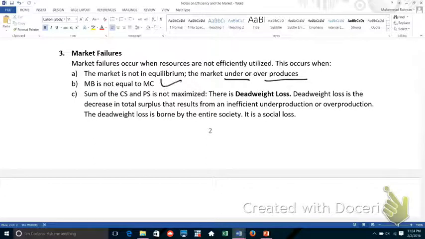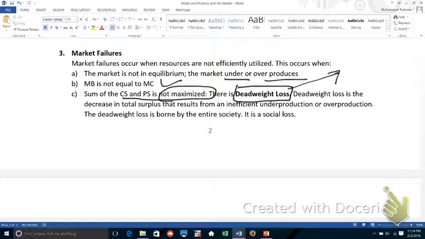Obviously, this is going to be true when marginal cost and marginal benefit are not equal. And as we are going to show in a minute, this is also the case where the sum of the consumer surplus and the producer surplus is not maximized. In order to show the market failure, we are going to develop this new idea called deadweight loss. Deadweight loss is the decrease in total surplus that results from an inefficient under or overproduction. This is a loss in consumer surplus and producer surplus or both, which is not borne by the society, and that's why this is a loss from the society's perspective.